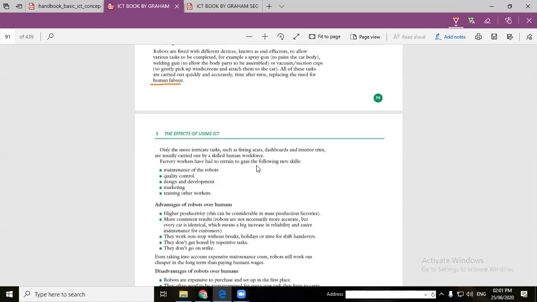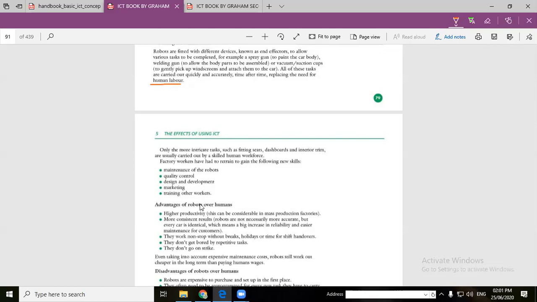Imagine you have been an engineer for 20 years, then a new technology appears maybe in the next 5 years. You need to retrain on how to maintain the robots and quality control. Quality control involves controlling the mechanization in the area, designing and development, marketing and training other workers. You become a trainer. Yes, let's look at the advantages.